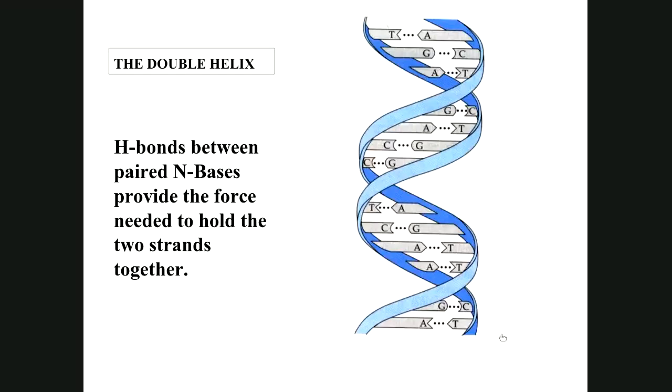Okay, on this one, you can see there's a ribbon here which represents the alternating sugar phosphates. What you see in between are the nitrogen bases, and they have hydrogen bonds in between them. They're holding those together. And hydrogen bonds are weak electrostatic attractions, so they can be taken apart pretty easily when the DNA needs to copy itself or a gene needs to be exposed. So hydrogen bonds between the nitrogen bases provide the force needed to hold the 2 strands together.